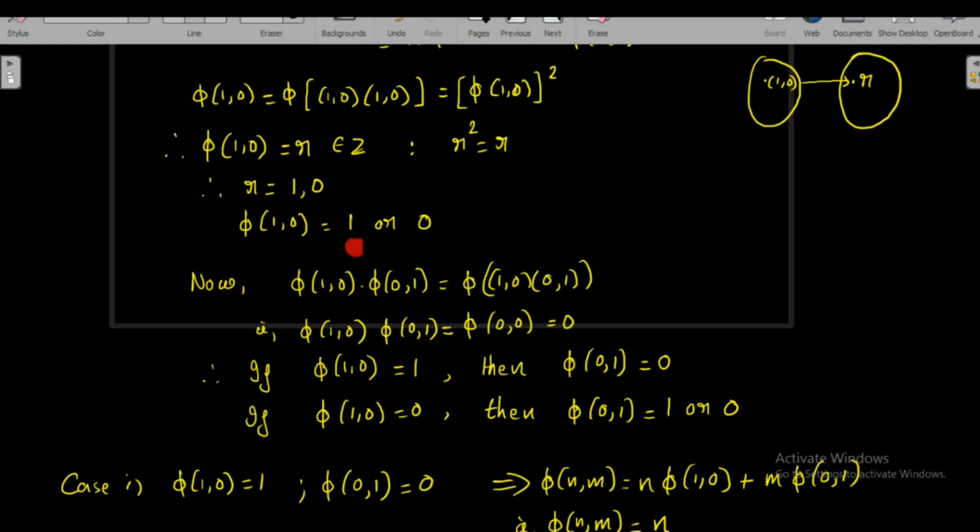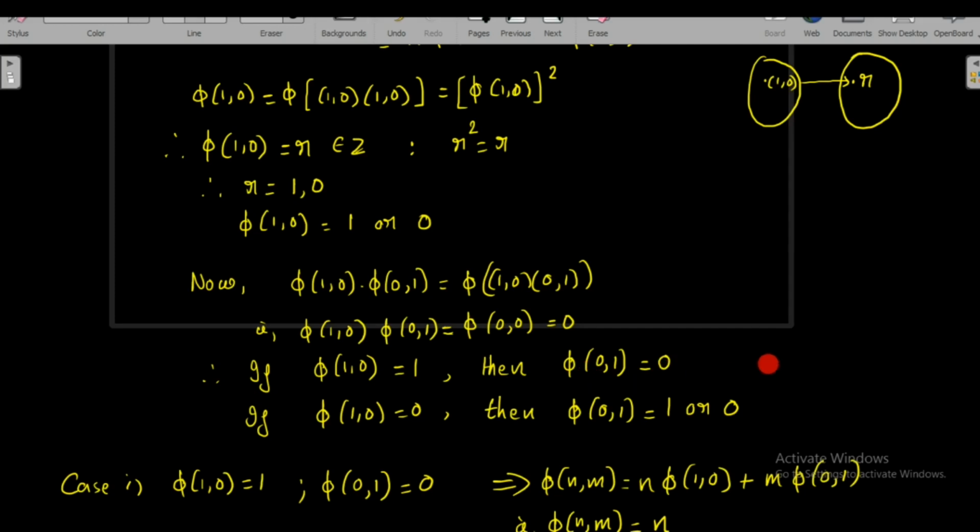So, we have already found the possible values of φ(1,0), and we have to find φ(0,1) such that φ(1,0) into φ(0,1) gives 0. So, if we choose φ(1,0) as 1, then φ(0,1) should be 0 because 1 into 0 gives 0. Similarly, if we choose φ(1,0) as 0, then φ(0,1) may be 1 or 0, since 0 into 1 is 0 and 0 into 0 is also equal to 0. Therefore, we have to consider 3 cases here. The first case is φ(1,0) equal to 1 and φ(0,1) equal to 0.